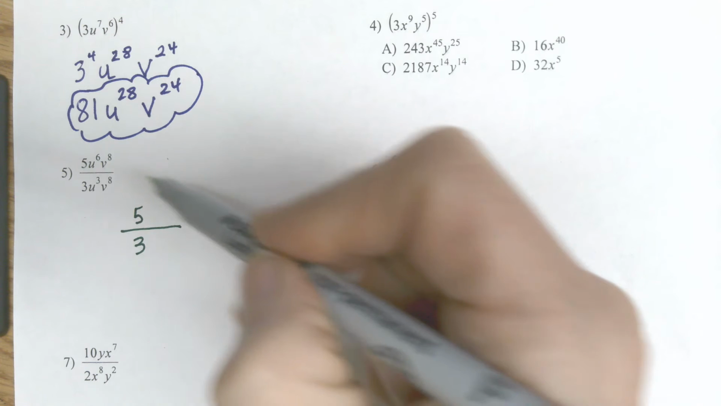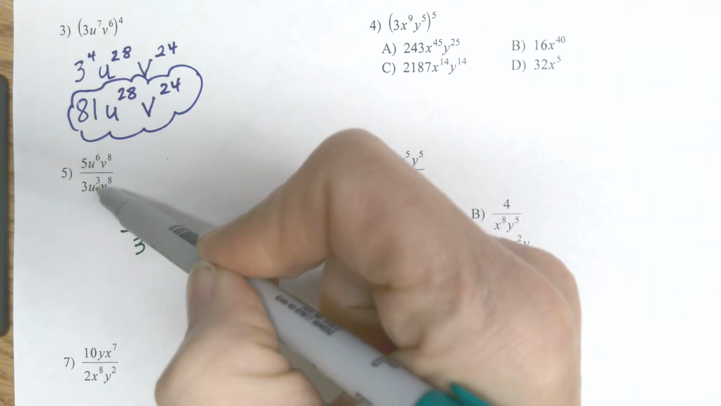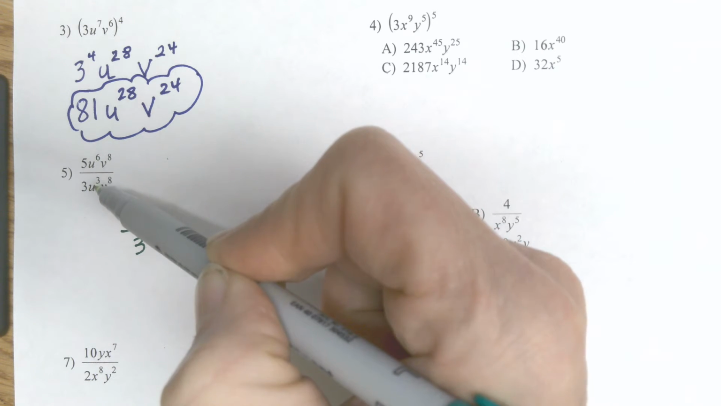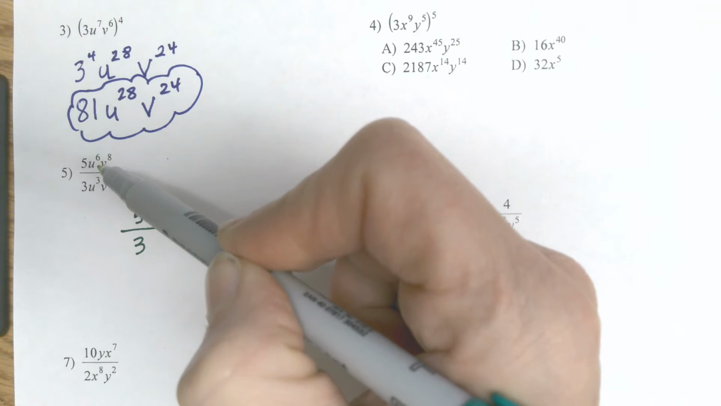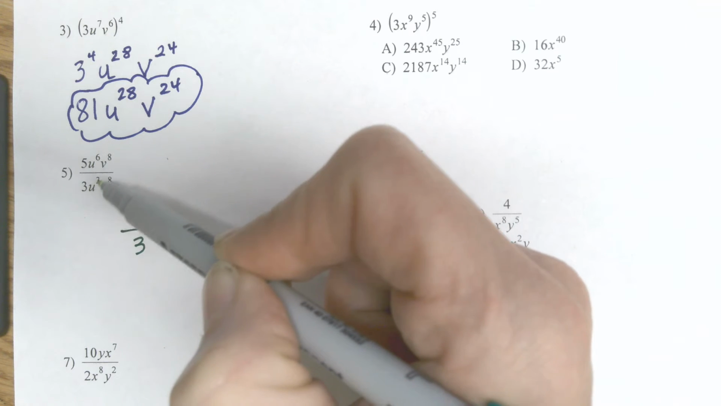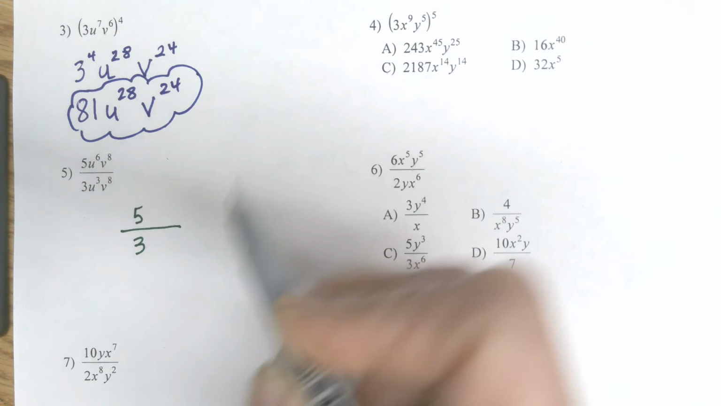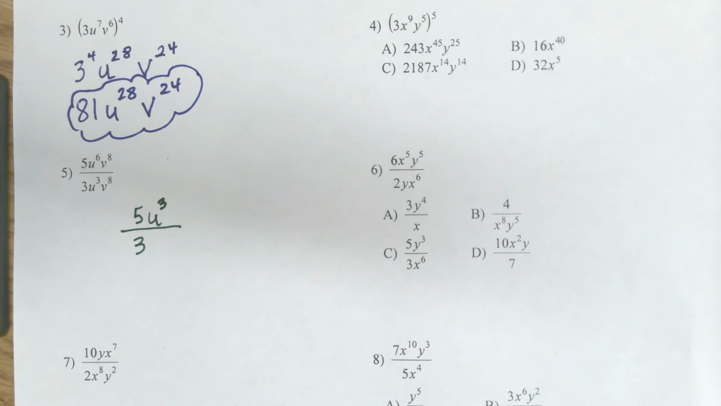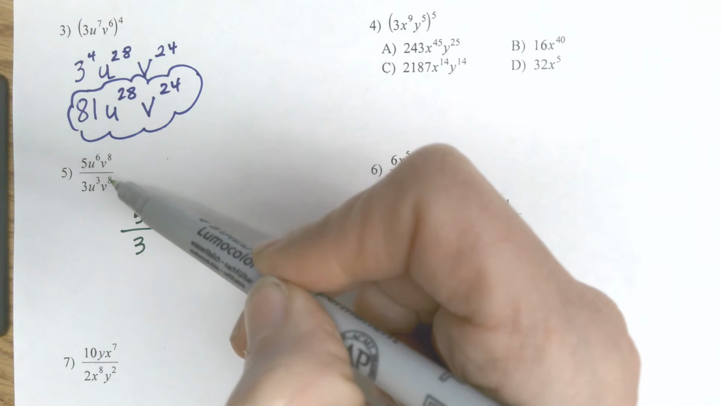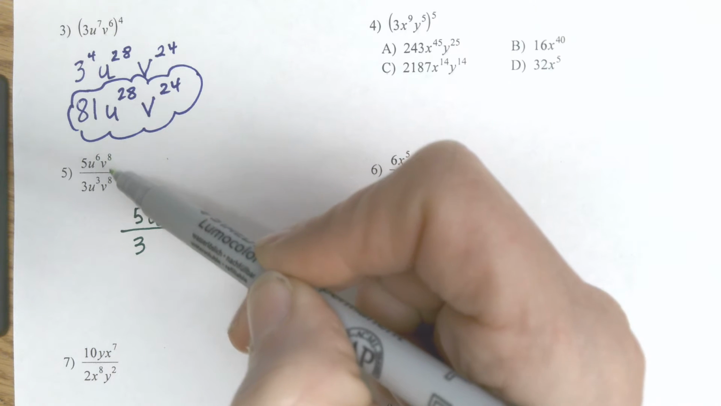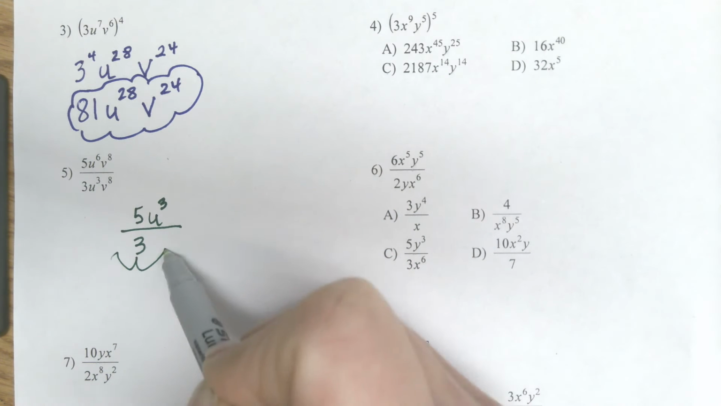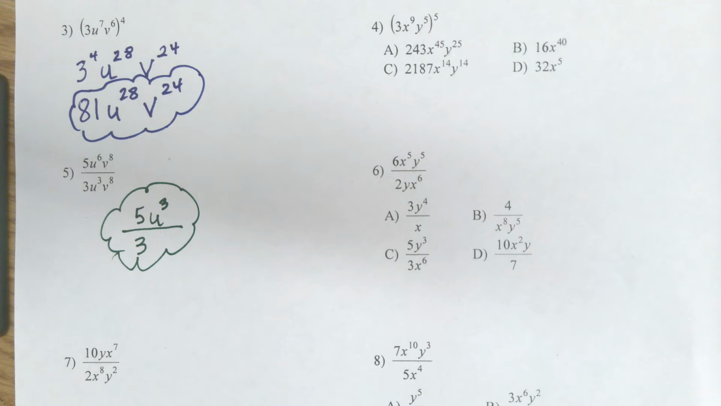I can't simplify those. And then when I look at the letters, I look at how many u's do I have on each level? I have 6 on the top and 3 on the bottom. How many more do I have on top? I have 3 more. That means all the u's are going to be canceled off the bottom, and I have 3 additional on top once I do my simplifying. When I look at the v's, I have the same amount of v's on the top and on the bottom, and technically what I'm doing is subtracting those powers. And so it would be 8 minus 8, that would be v to the 0 power. That means I don't have any v's. And so my final answer then is 5u to the 3rd over 3.